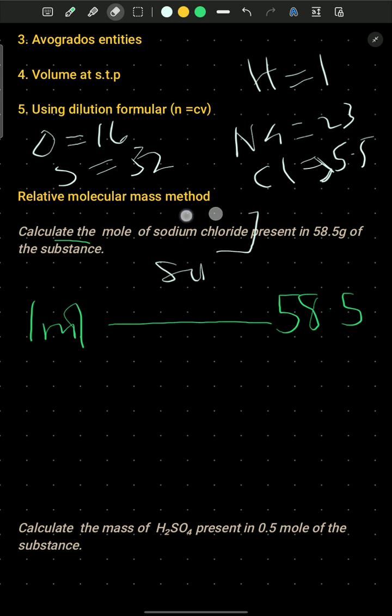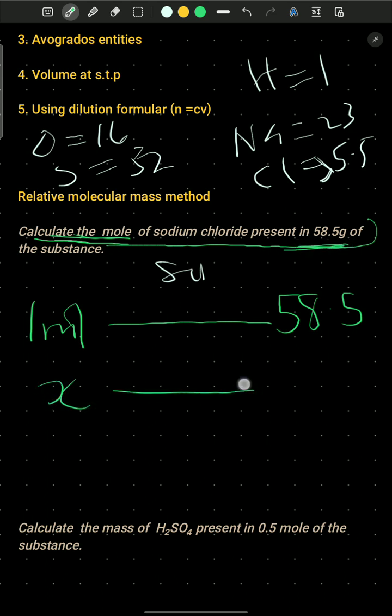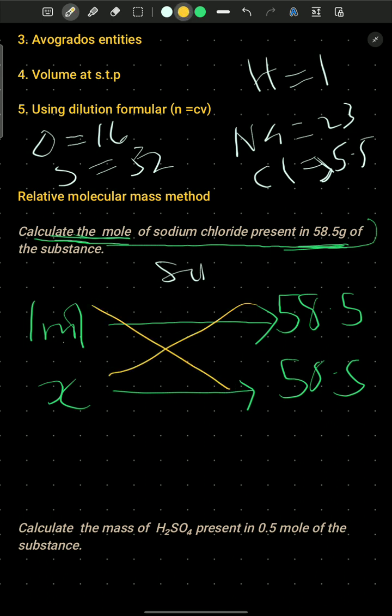But I'm asked to find the mole. Look at it from the question. The question asks me to find the mole. I should find the mole that is present in 58.5 grams. I don't know the mole that will give me 58.5 grams. Even using the relationship, you should know that the answer should be 1. But what I always tell students to do is that when you get to this point, just cross multiply. So 1 times x should give you 58.5.